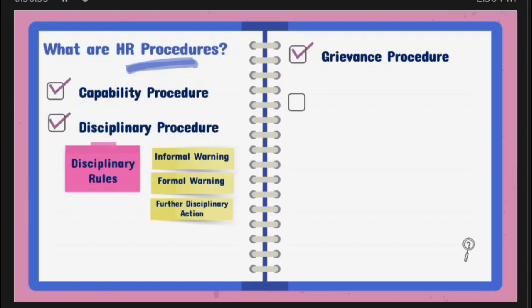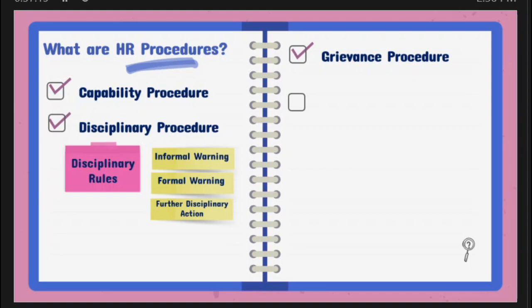Disciplinary action should not be confirmed until the appeal procedure has been carried out. And then we have the grievance procedure. The policy for handling grievances and the method of handling them are laid forth in a grievance procedure.